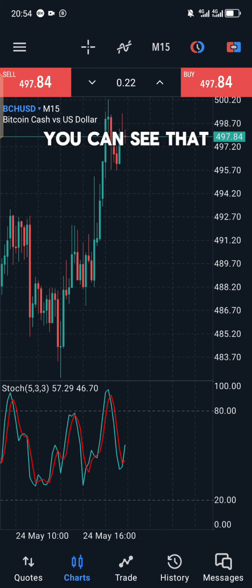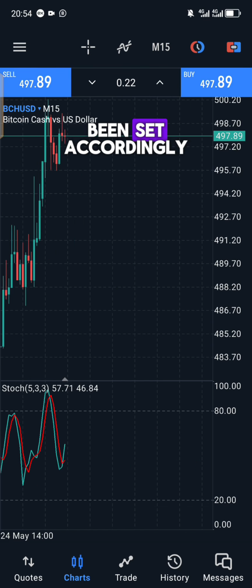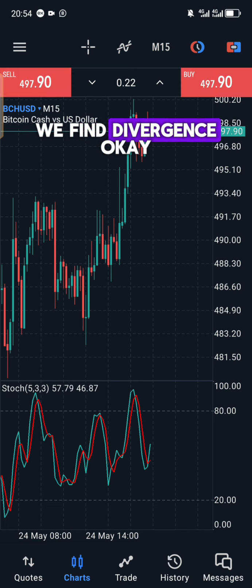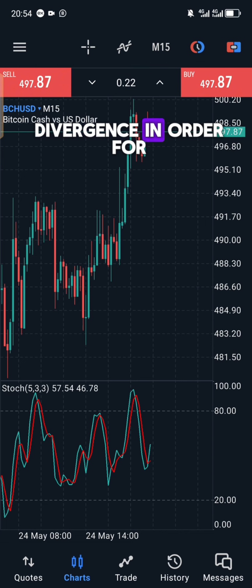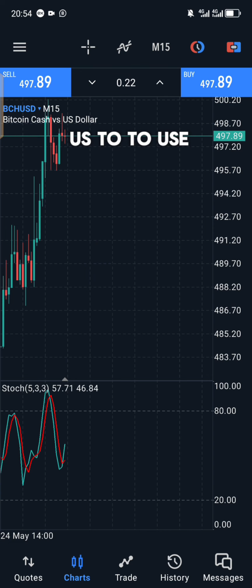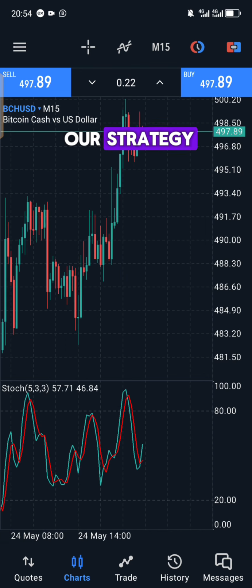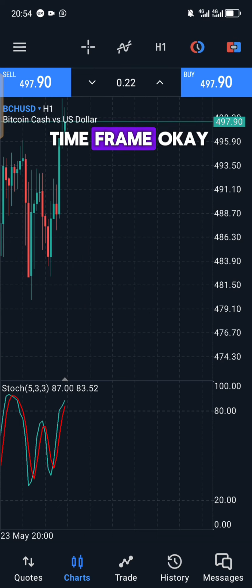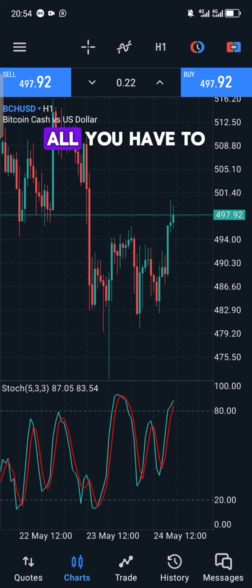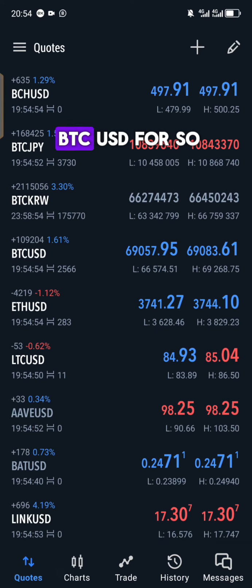Now you can see that our stochastic oscillator has been set accordingly, and all we have to do is make sure that we find divergence. We need to find divergence in order for us to use our strategy. First you switch to the 1 hour time frame. Once you are on the 1 hour time frame, you select the pair that you're going to trade. For this example, I'm going to use BTC USD.